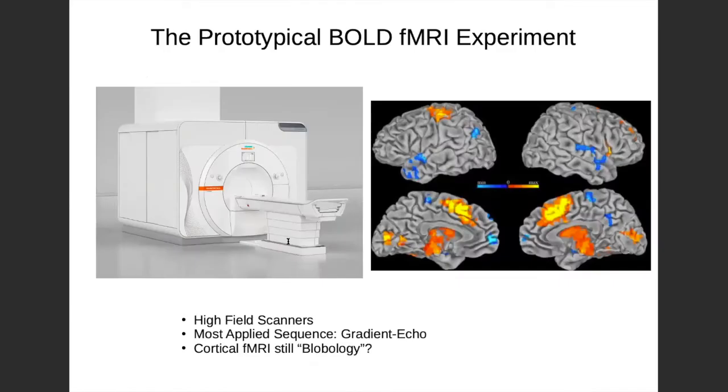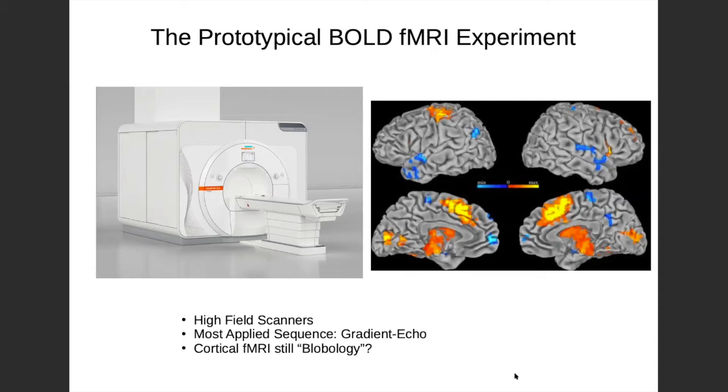So how does an fMRI experiment look? It's already been done for 20 years. The typical fMRI experiment is that you have a scanner. Today you even have high field scanners like 7T and 9.4T for humans. In the classical version of fMRI, you did your experiment in the scanner, and your result looked somehow as you see it on the right side here.